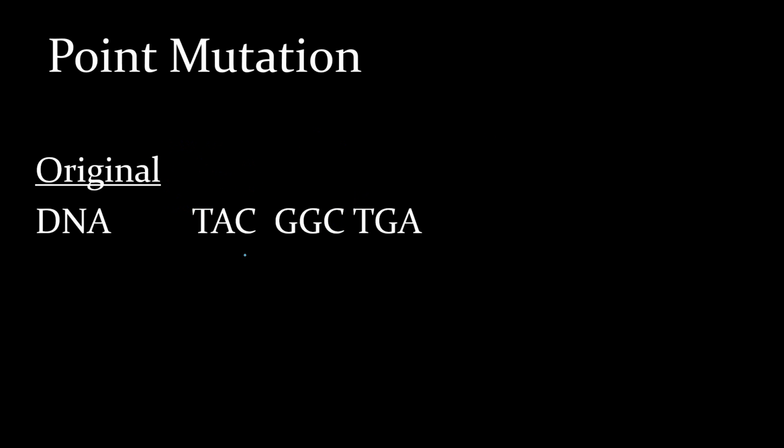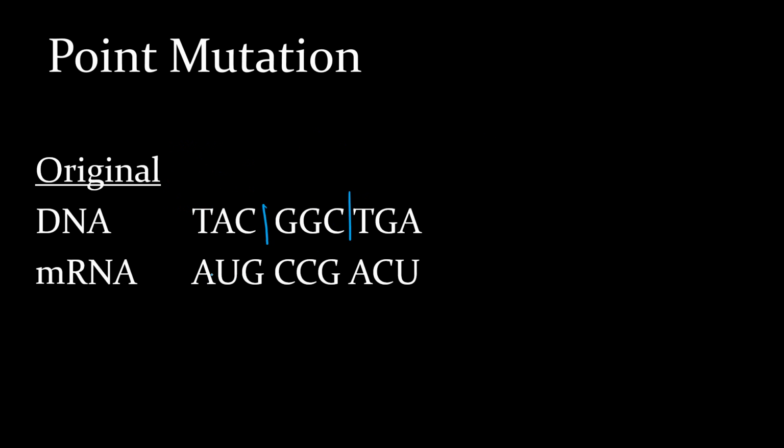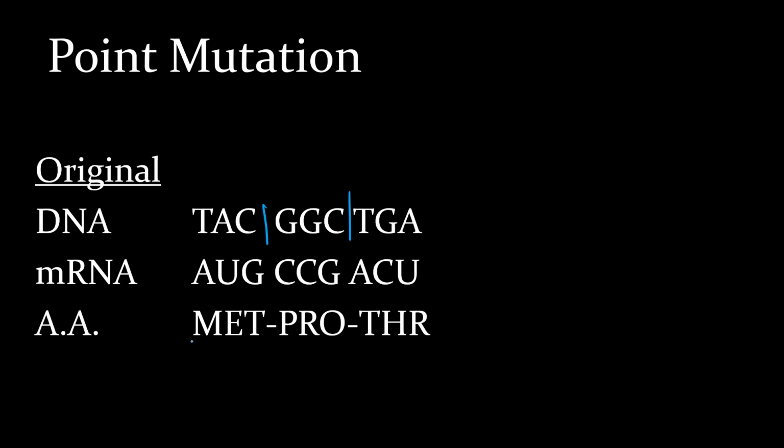The first type of mutation we'll talk about is point mutation. Point mutation is a single change in a single base within DNA. I have written down for you an original DNA sequence. It has 9 bases, 3 codons. Remember, it's read in groups of 3. DNA, remember, is transcribed into mRNA using the base pairing rule, and then it is made into a protein by the ribosome. And here are the amino acids. There are 3 amino acids in this small protein.